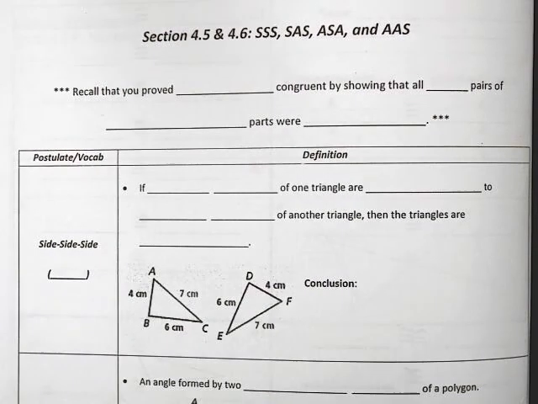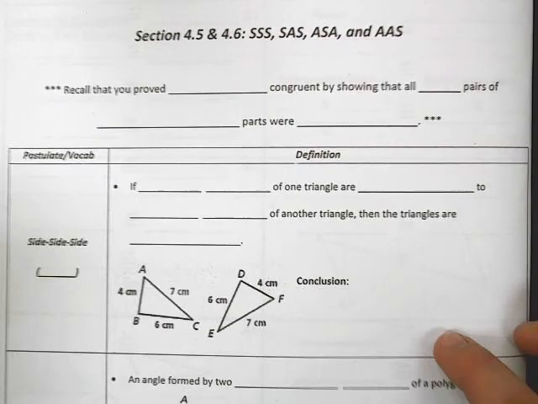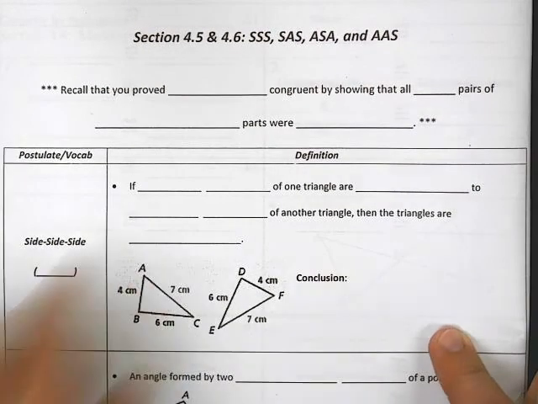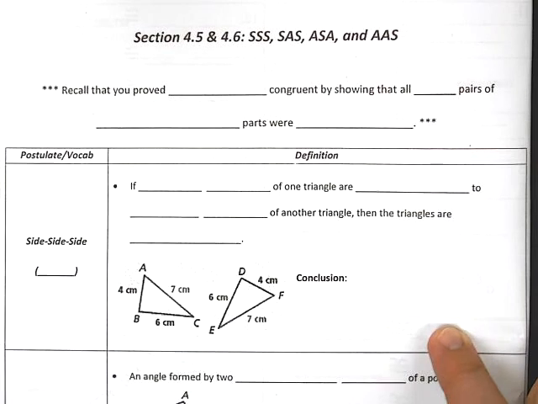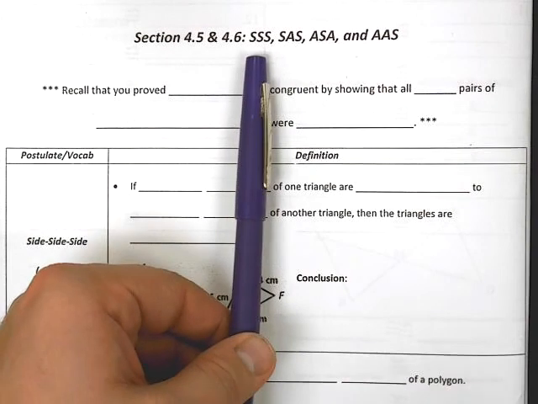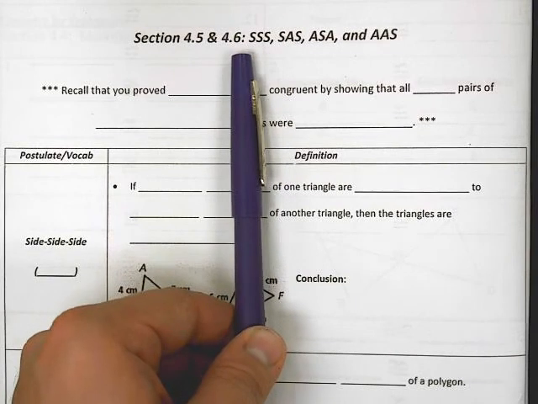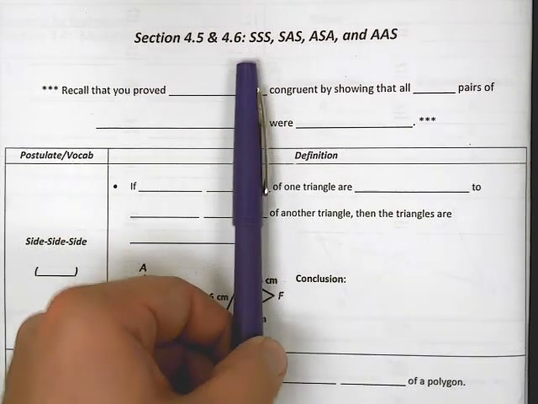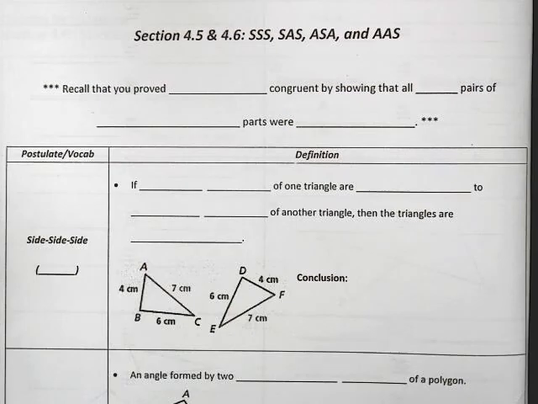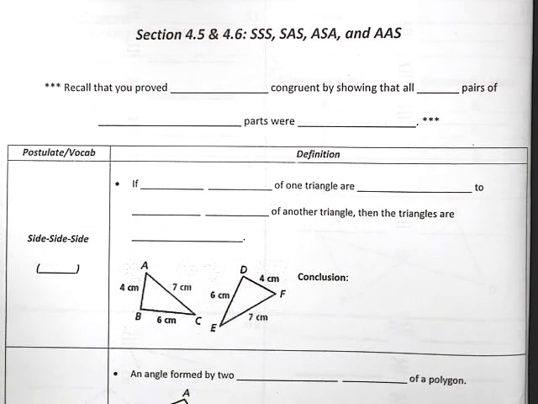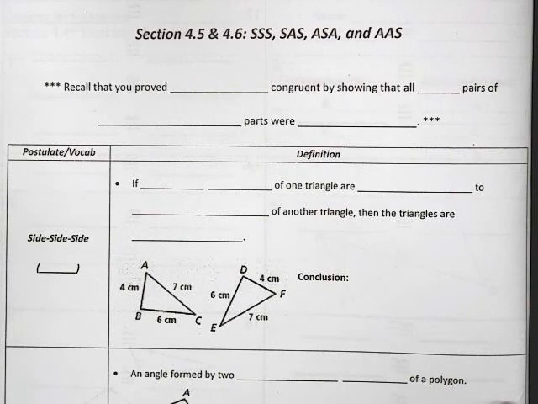Today we are focusing on a little bit of both section 4.5 and 4.6, and we have a lot of letters here, all S's and A's. So we're going to get into what all of these things mean. Basically, this video is going to help us prove triangles congruent. All right? We need to prove that triangles are congruent.